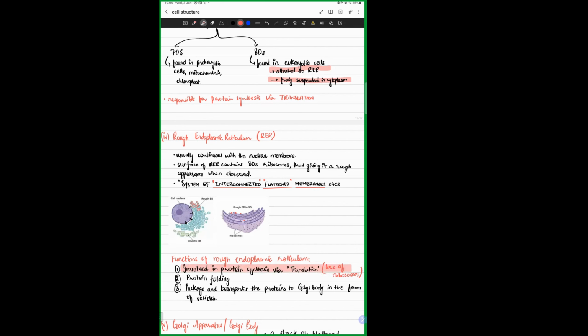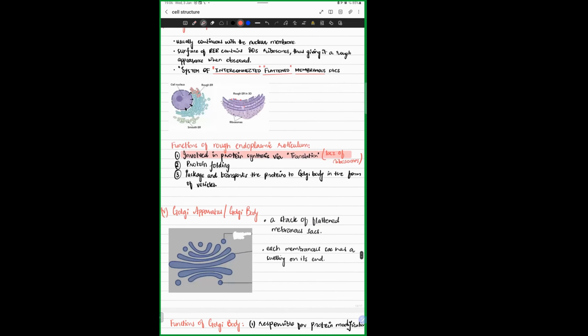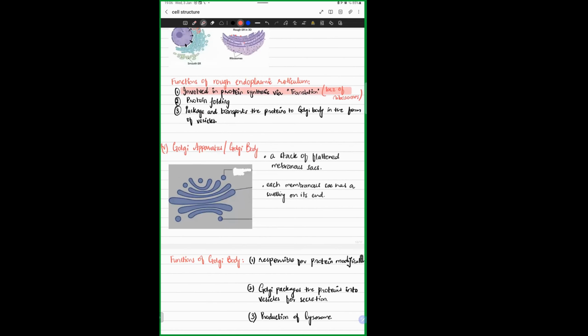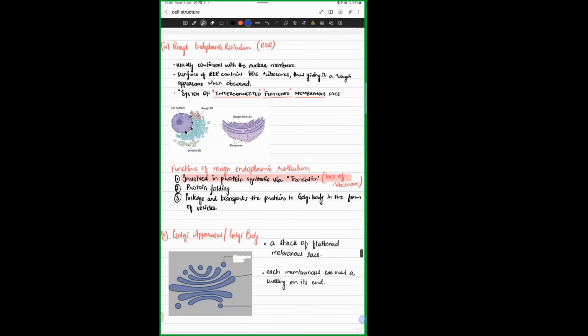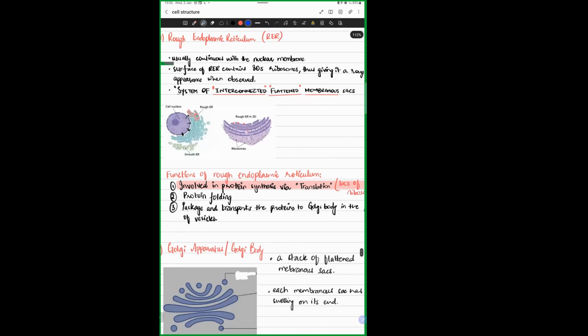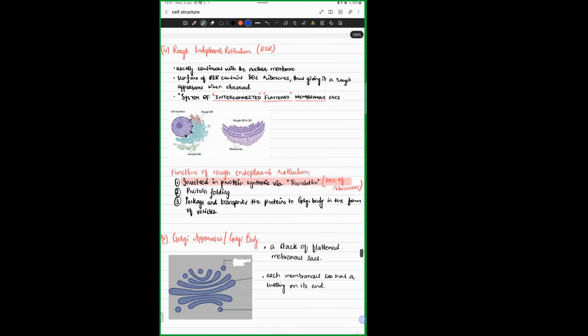So till yesterday, we covered all of this. I assume that everything is clear so far. So now, what else is the rough endoplasmic reticulum responsible for? One of the main salient features of the rough endoplasmic reticulum is protein folding. Now, what do we mean by protein folding? Let's just understand that in a bit.